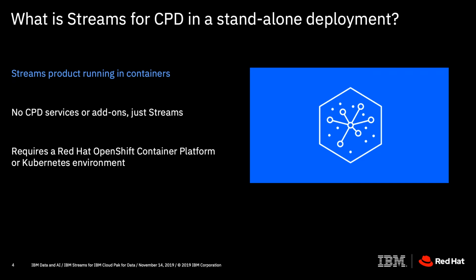Secondly, a Streams standalone deployment has no CPD services or other add-ons included. A standalone deployment is just the Streams product, meaning users can use Streams without a Cloud Pak for Data installation. Be warned, however, that administrators will need to provide and configure their own services like monitoring if performing a standalone deployment. And lastly, a Streams standalone deployment requires a RedHat OpenShift Container Platform or Kubernetes environment.